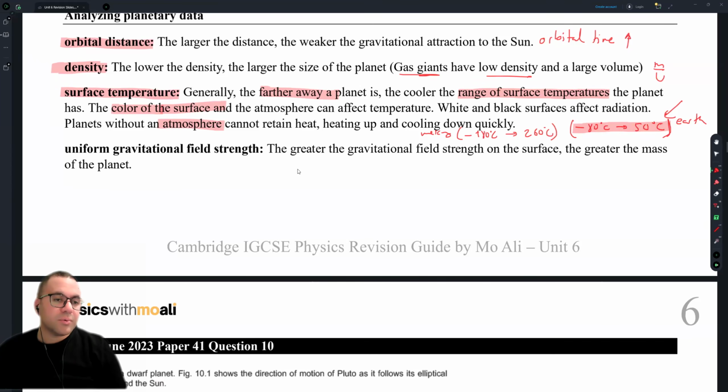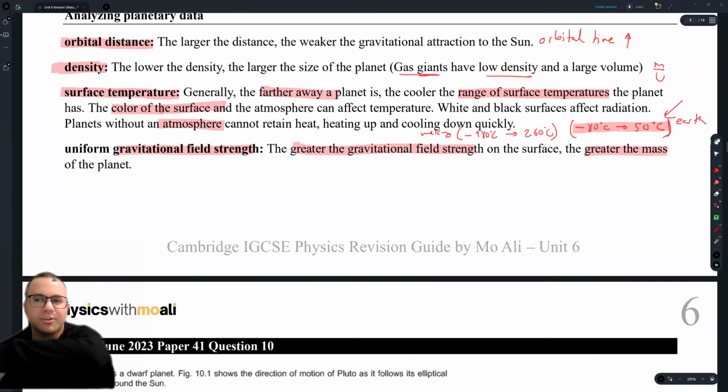Finally, what does the gravitational field strength of the planet tell us? We just mentioned that earlier. Gravitational field strength is affected by mass. So the greater the value of g, the greater the mass of that planet. So the planet is heavier, it has more mass, essentially. And we don't memorize any values of g, except Earth, which is 9.8. And even that's usually given on the front page of an exam.